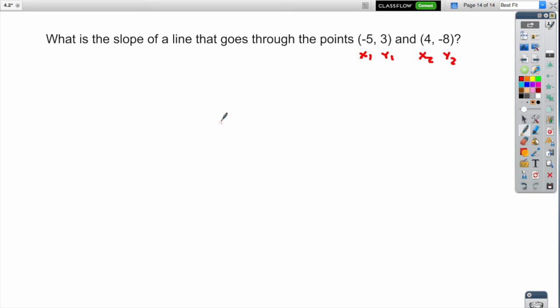All right, so let's find slope. Slope is equal to rise over run. So the rise would be the y coordinates. The y coordinate I finish at, -8, the y2, minus the y coordinate I started at, 3. In which case that would be -11.